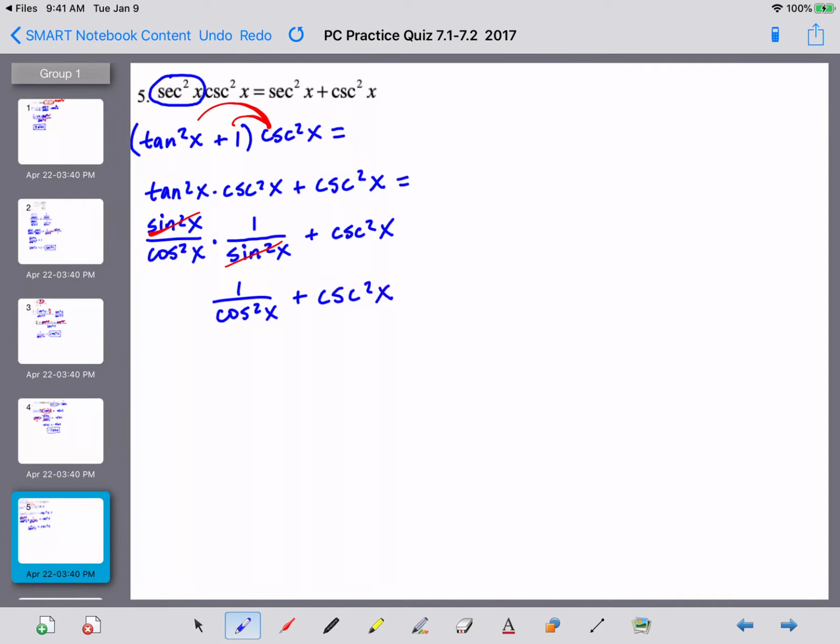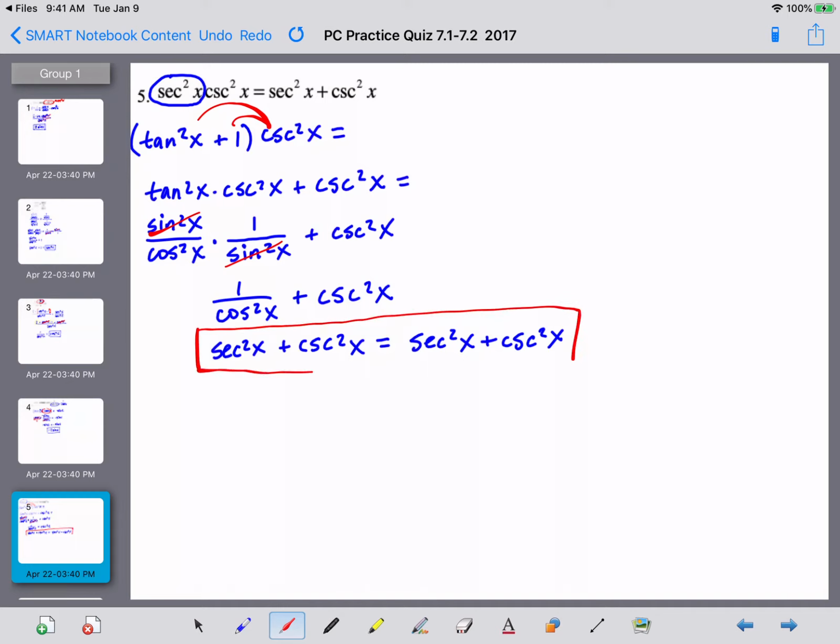And if you remember, using our reciprocal identities, 1 over cosine is the same as secant. So we got secant squared x plus cosecant squared x, which if you notice, that's what we've got on the right-hand side. So then we got the left-hand side to equal the right-hand side, so that is verified.